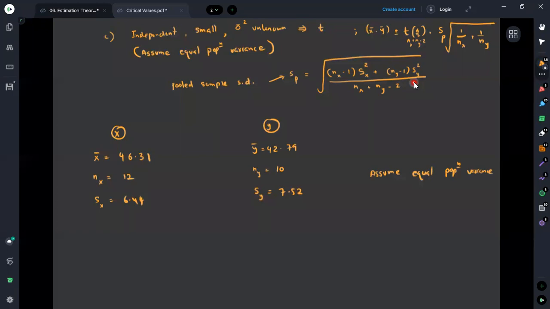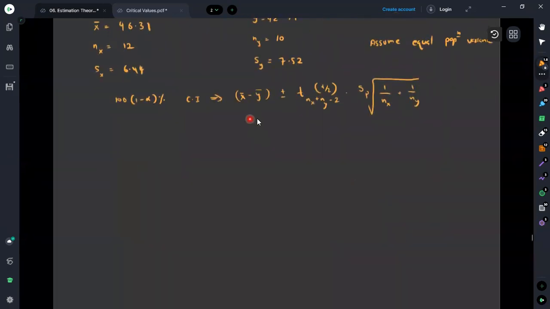Now we can construct a 100 times (1 minus alpha) percent confidence interval using this equation: x bar minus y bar plus or minus t with nx plus ny minus 2 degrees of freedom at alpha over 2, multiplied by the pooled sample standard deviation times the square root of 1 over nx plus 1 over ny. Now we can substitute the values. First we need to obtain Sp and identify the critical value.